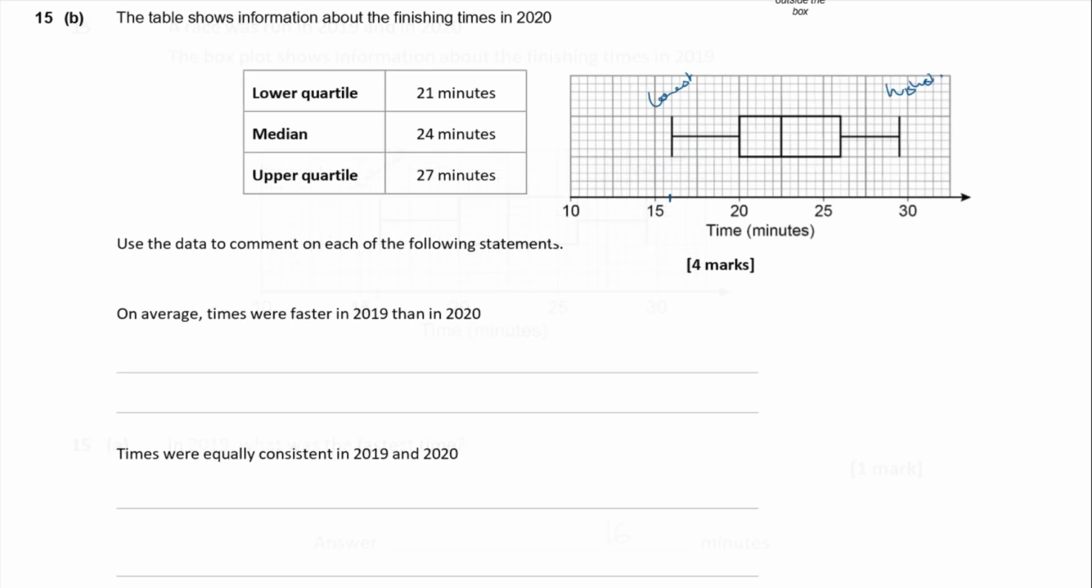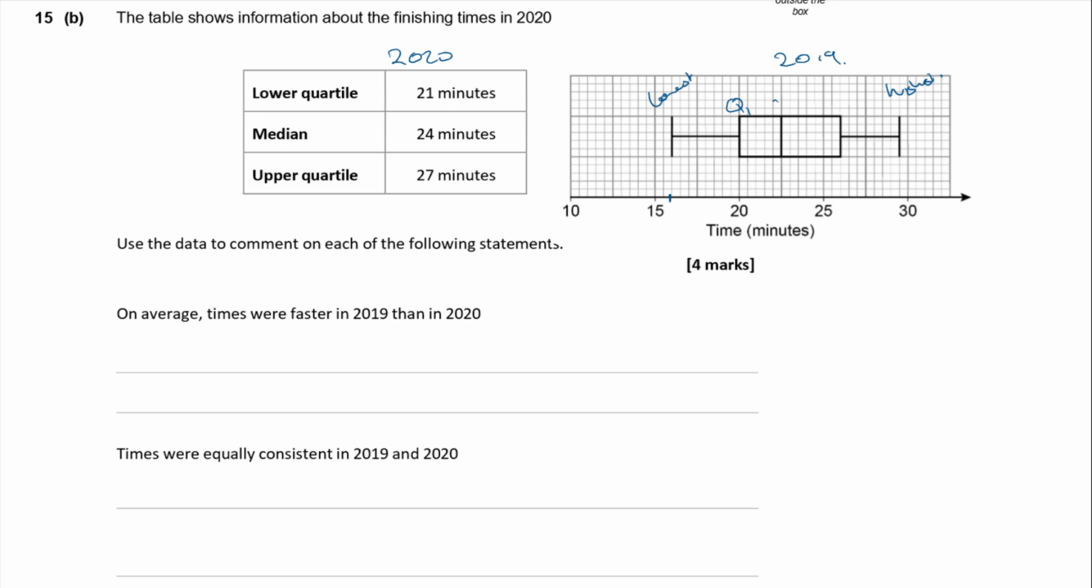Okay. Part B says the table shows information about finishing times in 2020. So this table here is the 2020 times, and the box plot was 2019, wasn't it? Okay. So use the data to comment on each of the following statements. On average, the times were faster in 2019 than in 2020. So comparing the fastest times, you want to be thinking about the median, the average time, and compare those. That's the easiest way to do that.